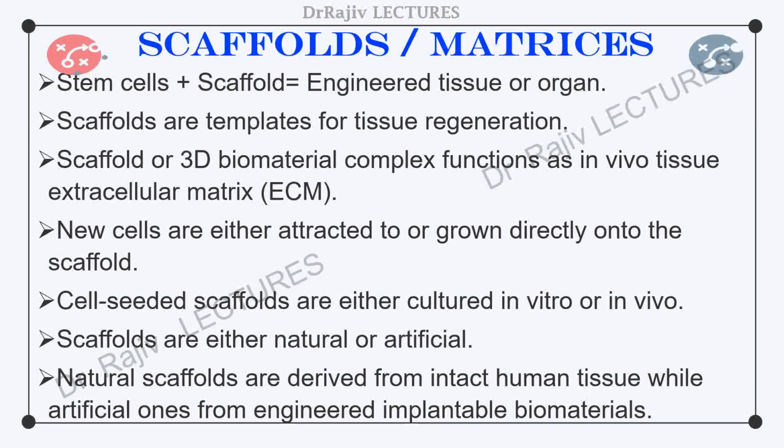Tissue engineering combines cells from the body with highly porous 3D scaffold biomaterials to regenerate damaged tissues. These scaffolds act as templates for tissue regeneration and for guiding the growth of new tissue. Donor stem cells are seeded into these scaffolds to construct or restore a functional tissue or organ that can then be implanted in the recipient. The 3D biomaterial complex or scaffold functions similarly to the in vivo tissue extracellular matrix.